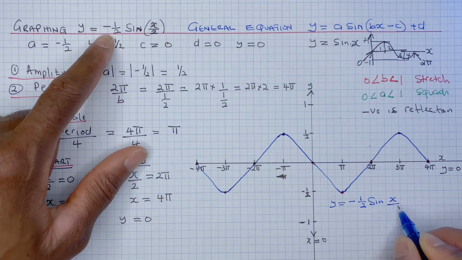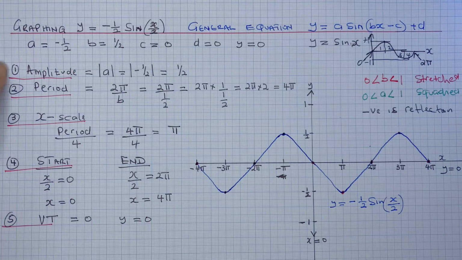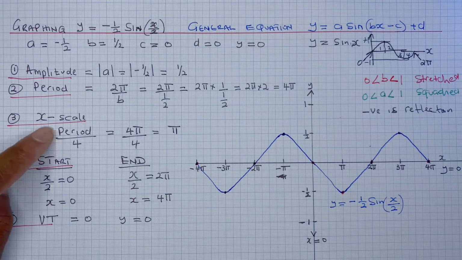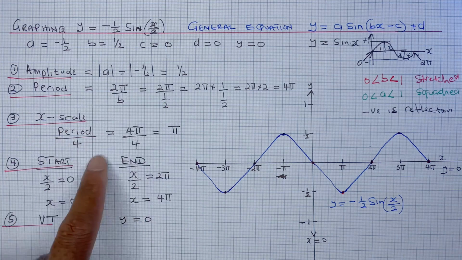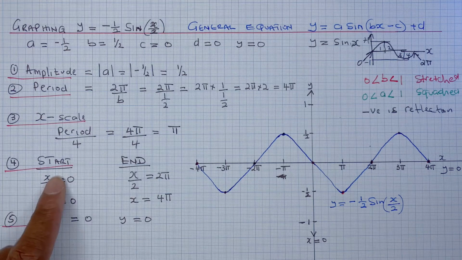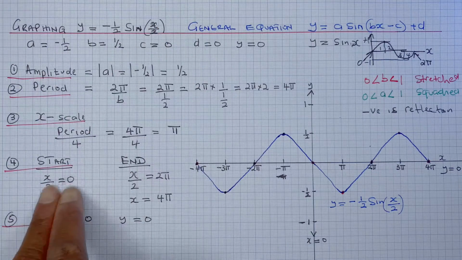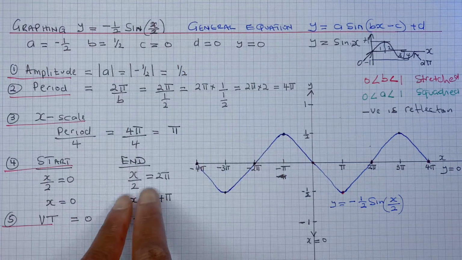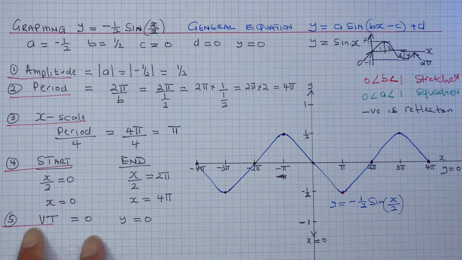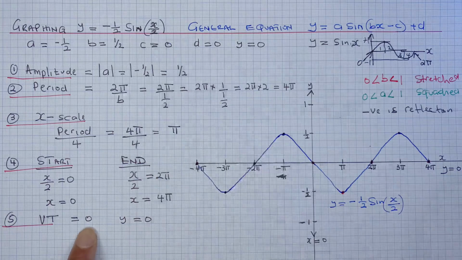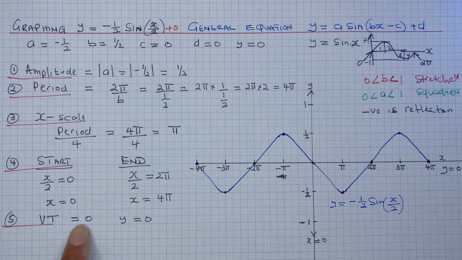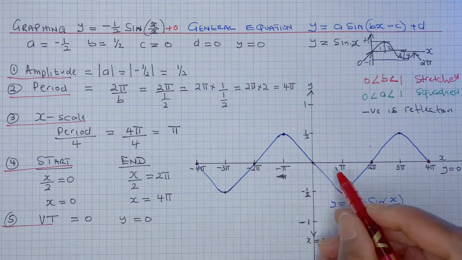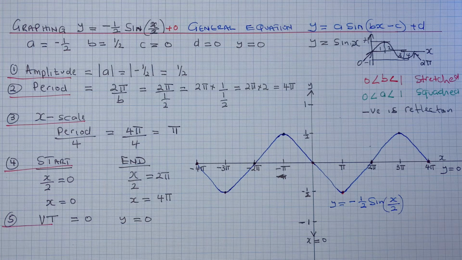sine x over 2. So always do your amplitude first, period. Work out your x scale, your quadrant. You divide the period by 4 for your quadrant. Always check out your start: set whatever is in the bracket to 0 at your start, and set it to 2 pi for the end. Check if there's any vertical translation. This one is plus 0. So that's why this is 0. And that means the equation y equals 0 is where the curve will lie. So this is y equals 0, the x-axis.